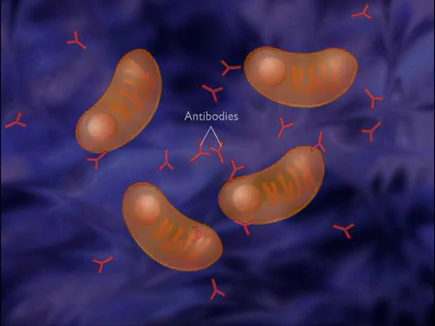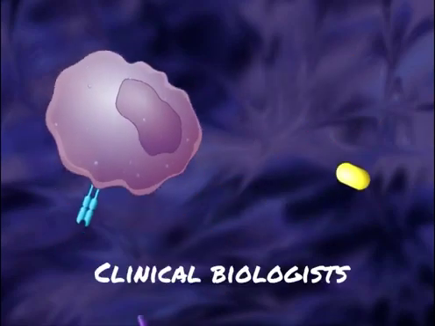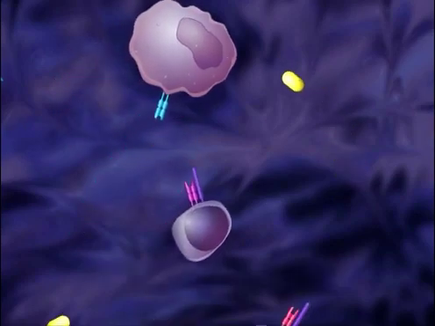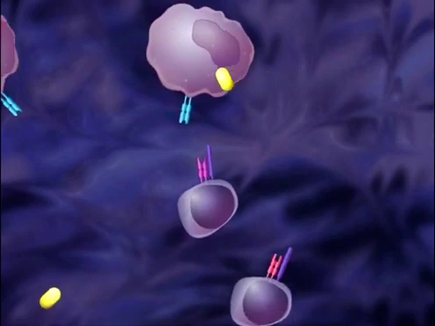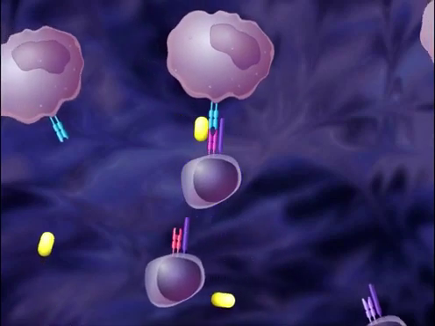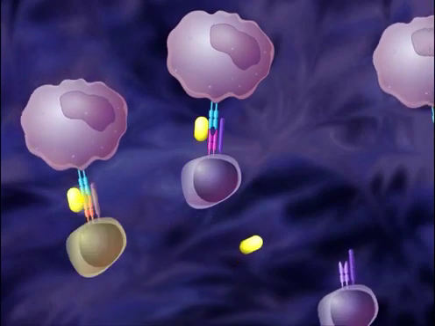Superantigens, such as the toxic shock syndrome toxin produced by Staphylococcus aureus, are not processed by antigen-presenting cells. Instead, they bind directly to the outer portion of an MHC class II antigen on antigen-presenting cells and to the outer portion of the T cell receptor of T helper cells.